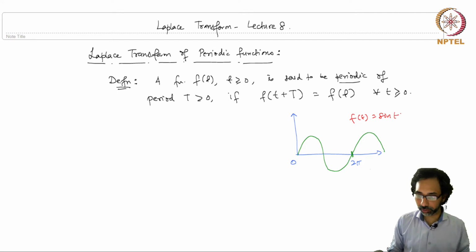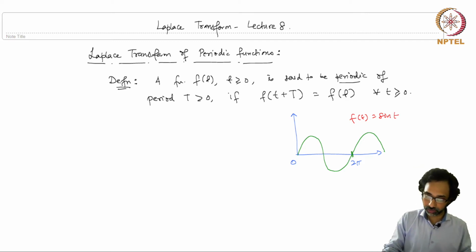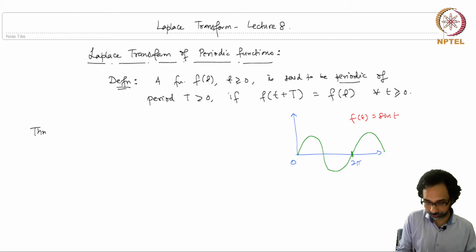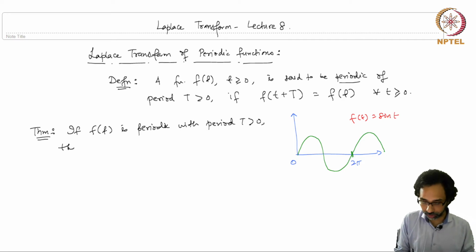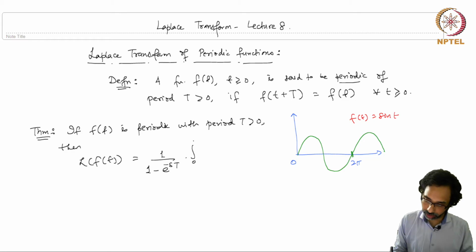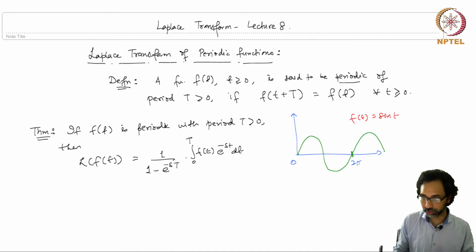So now we would like to compute the Laplace transform of a periodic function. So the theorem is that if f(t) is periodic with period T for some T greater than 0, then the Laplace transform of f(t) is equal to 1 over 1 minus e to the power minus sT, multiplied by the integral in the numerator, integral from 0 to T of f(t) e^(-st) dt.